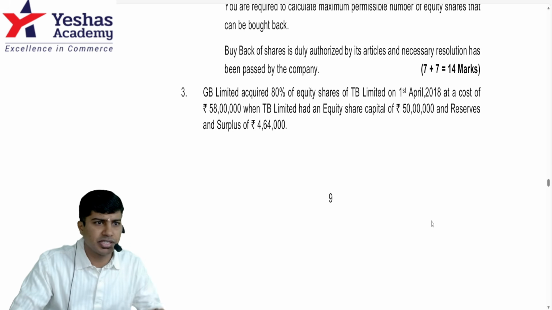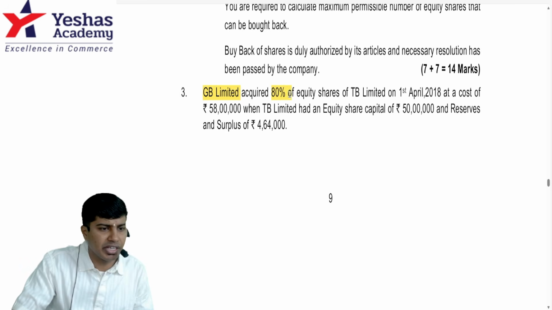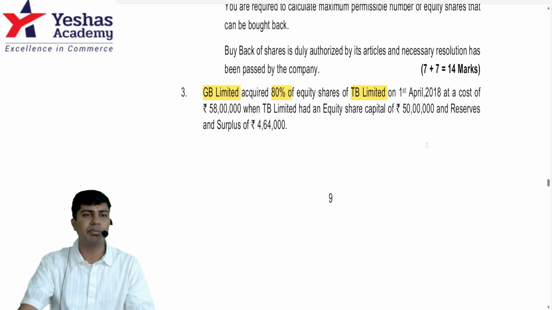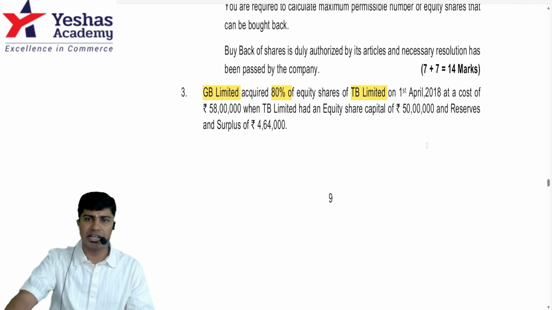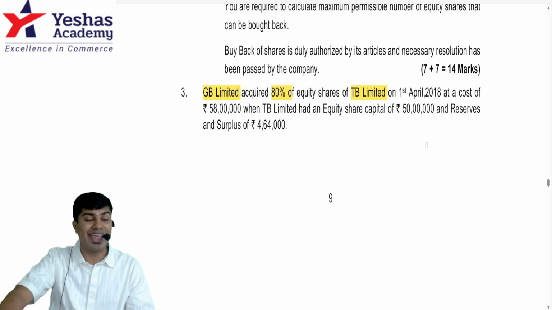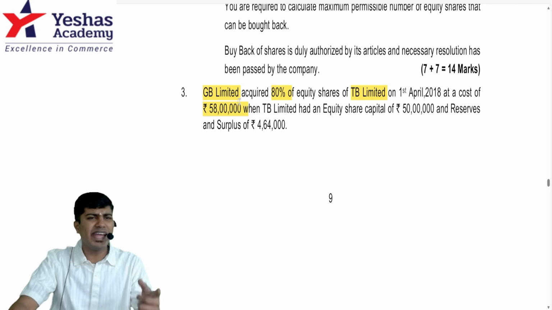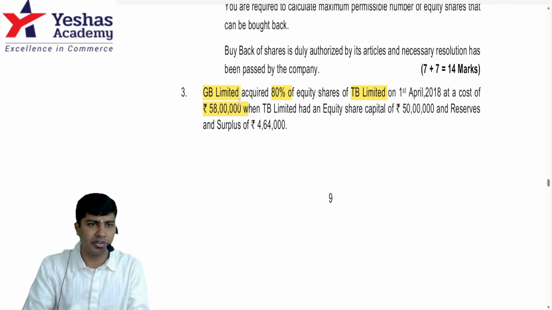Can we watch this? Can we solve this? Read the question. GB Limited acquired 80% of the equity shares of TB Limited. So can I say GB is the holding company? Yes, sir. And TB is the subsidiary company. The holding company has how much percentage stake in the subsidiary company? 80%. On 1st April 2018, and the cost of investment is 58 lakh. 58 lakh is the book value of investment.